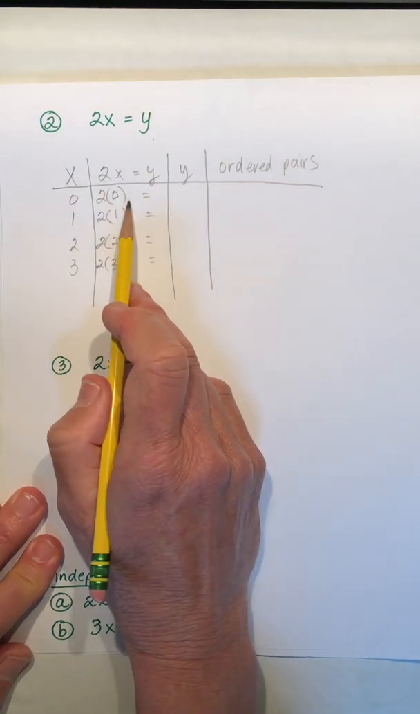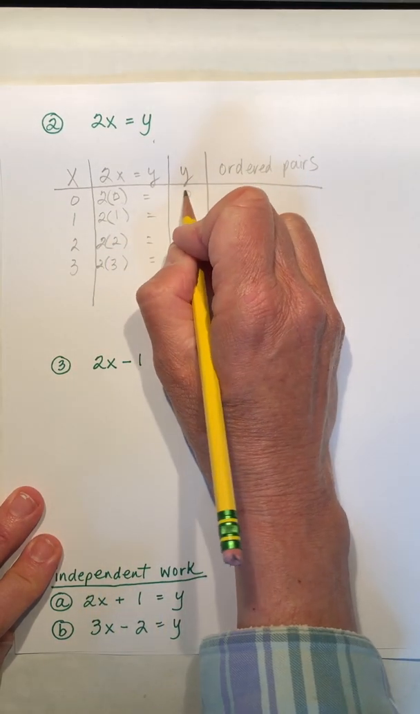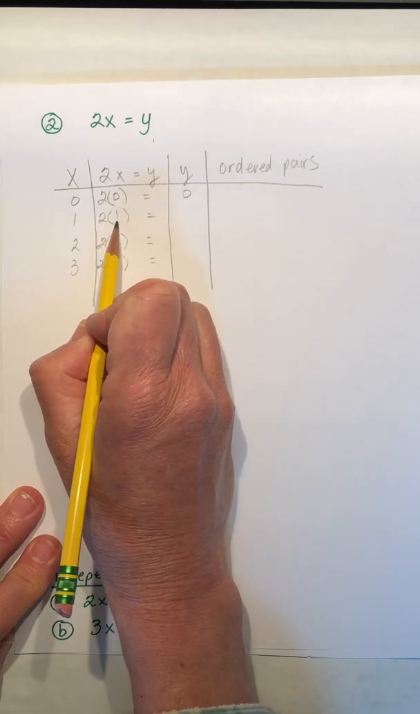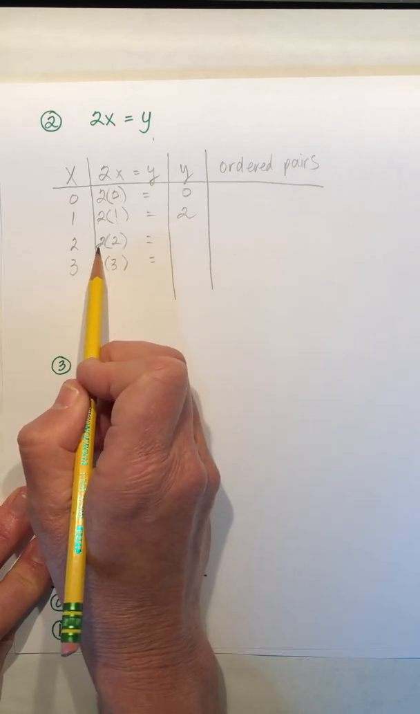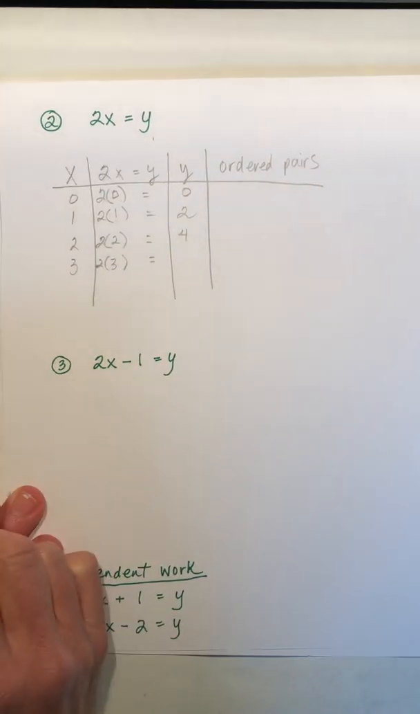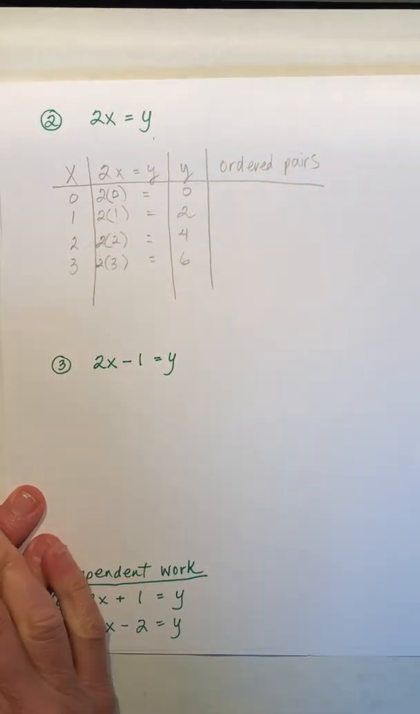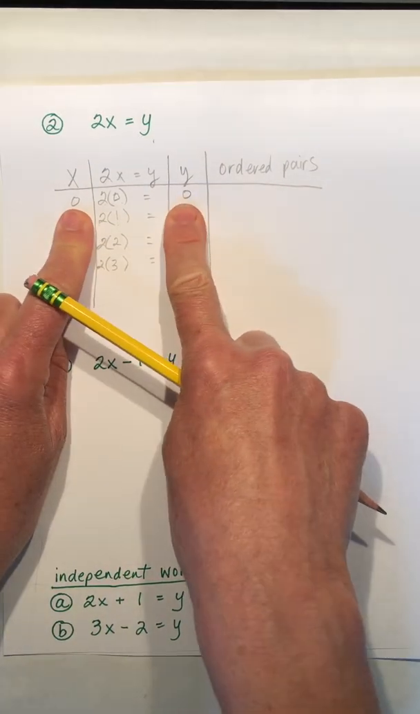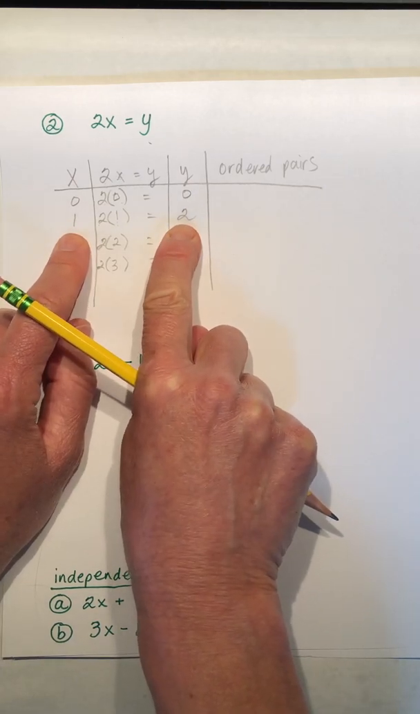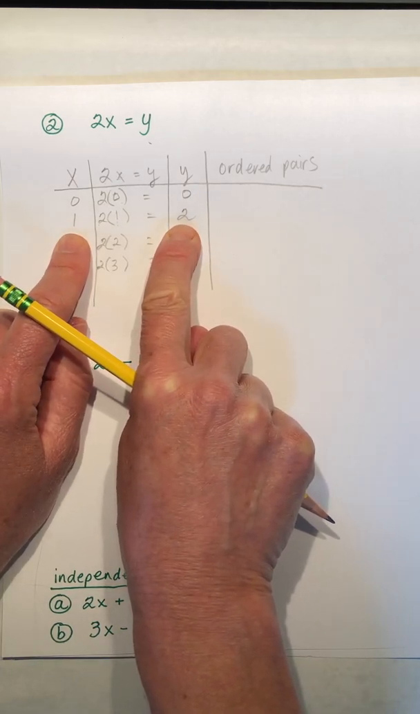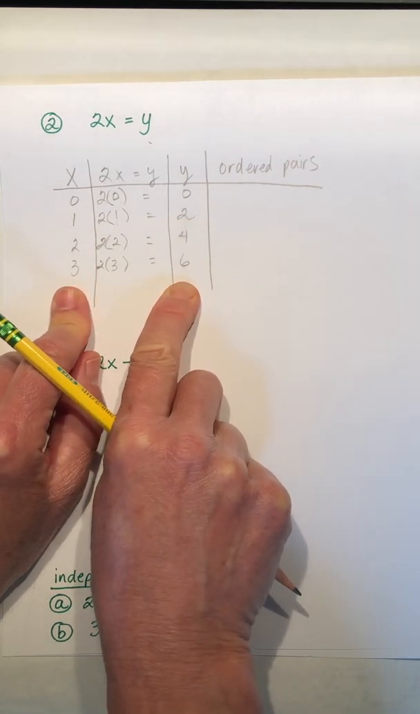So let's see, 2 times 0, not 2. Remember, anything times 0 is 0. When x is 1, 2 times 1 is 2. When x is 2, 2 times 2 is 4. When x is 3, 2 times 3 is 6. So this pair of x and y values make that equation true. This pair of x and y values also make the equation true. Same with this pair of x and y's and this pair of x and y's.